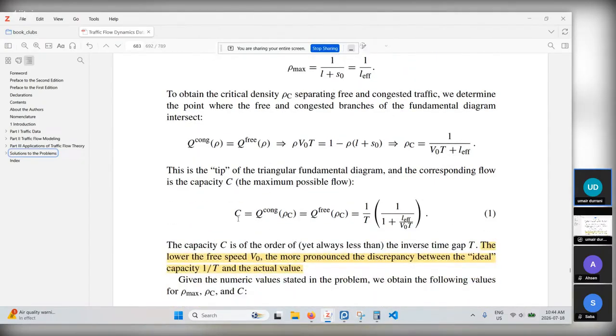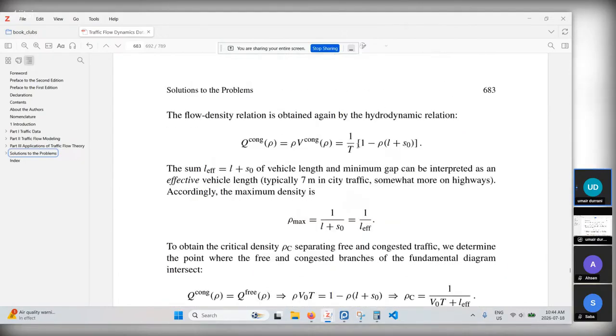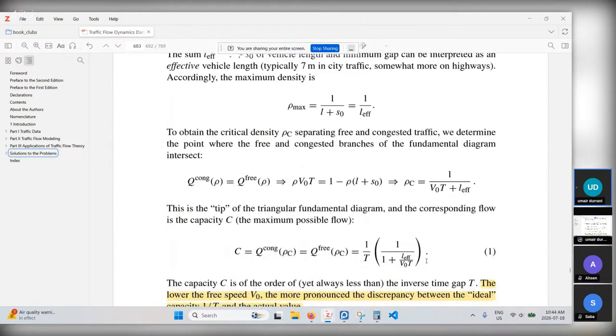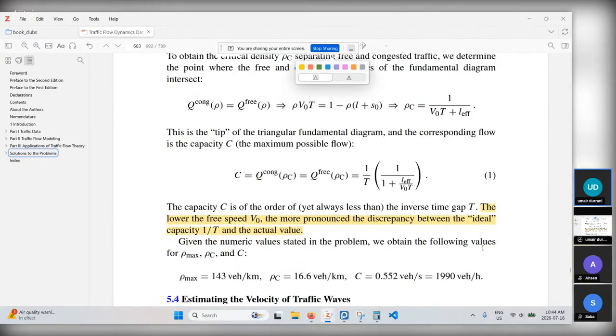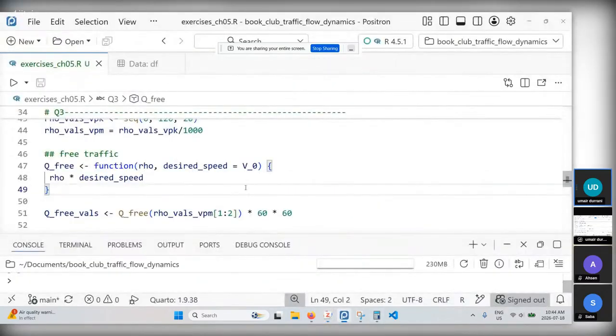And the capacity is again the flow in the congested conditions, which we already have a formula for. We then estimate that for the maximum flow, which is using the effective length, which is essentially equal to L plus the minimum gap. So based on all of these equations, these derivations, we can now plug in these in R and then estimate them for some hypothetical values of density.